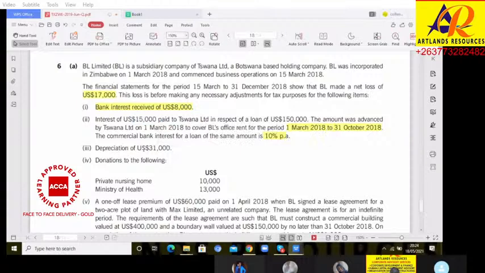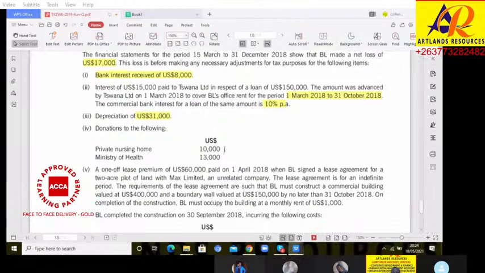You add it back. Depreciation of 31,000, you add it back. Donations to a private nursing home, prohibited. Donations to the ministry. So this one, 10,000, you add it back because it's prohibited. But Ministry of Health, you put zero because it's allowable.